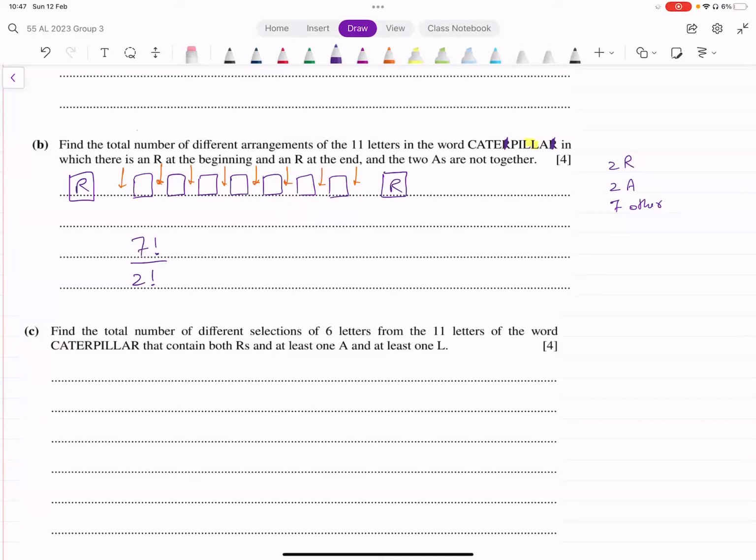C2 directly if you wanted to do it like that, or you could say 8 P2. 8 में से 2 positions पे आप A's को place कर सकते हो, but since those two A's are identical, you divide by 2 factorial because of that. Okay, and that's going to give you the result. ये क्या आता है?